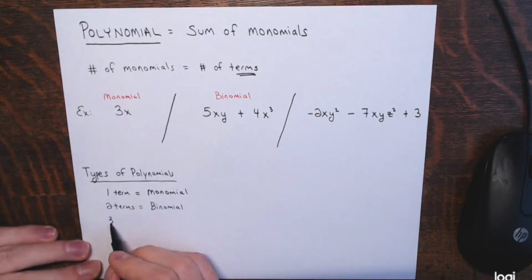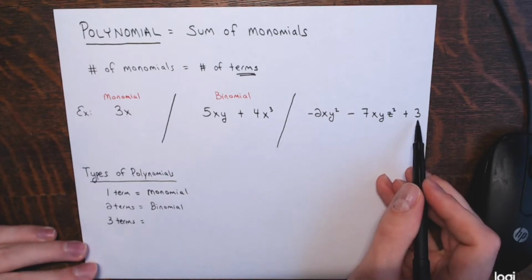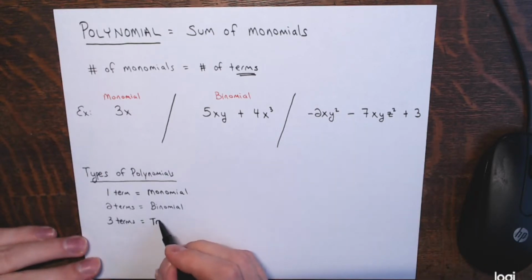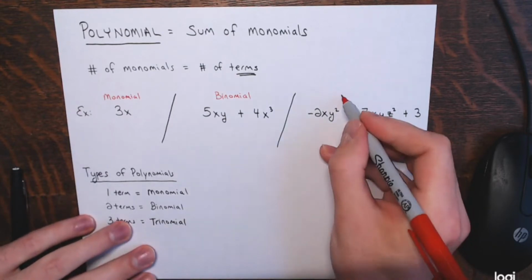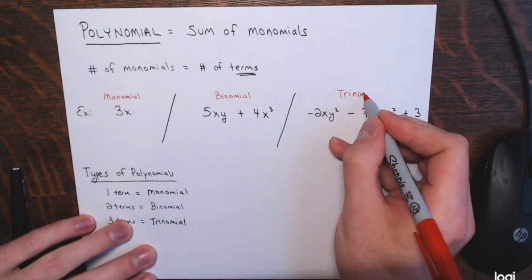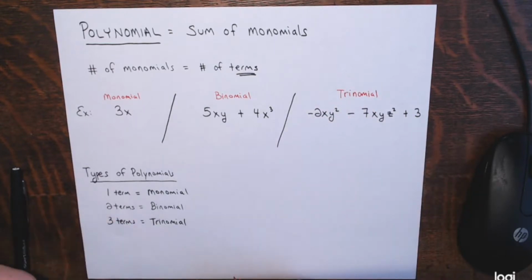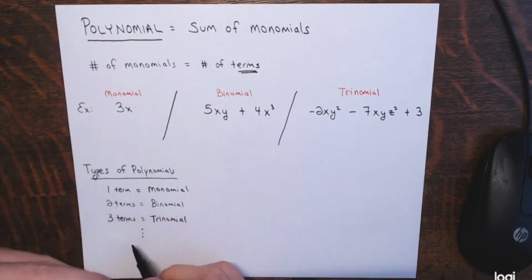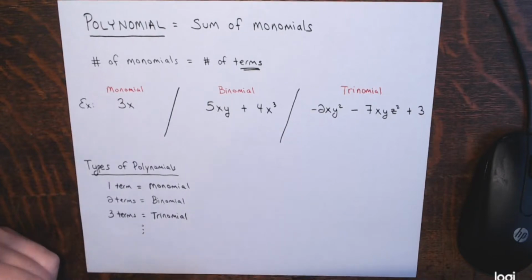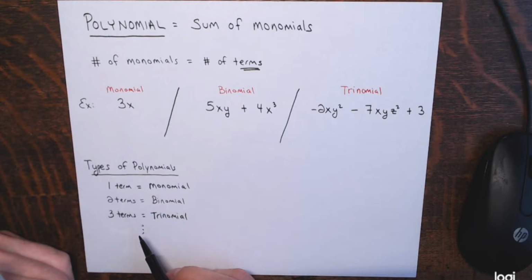If a polynomial has 3 terms, right, is the sum of 3 monomials, like my last example here. That's called a trinomial. So this last example is the sum of the 3 monomials, or trinomial. And you can keep going with this. Now after that, they usually just say it's a polynomial with 4 terms or a polynomial with 5 terms. I mean, I guess you could call them like quadrinomial and quintinomial or something like that, but usually after 3, you'll see books just say polynomial with 4 terms, polynomial with 5 terms, polynomial with 6 terms, etc.